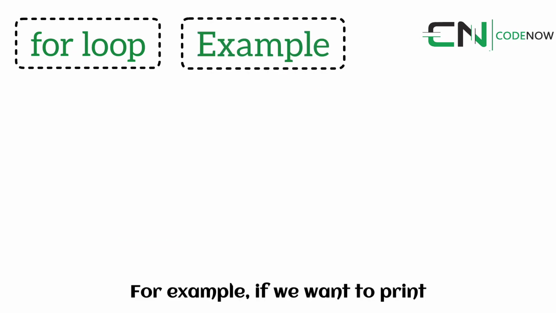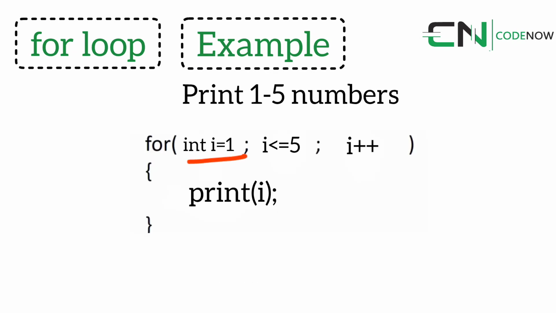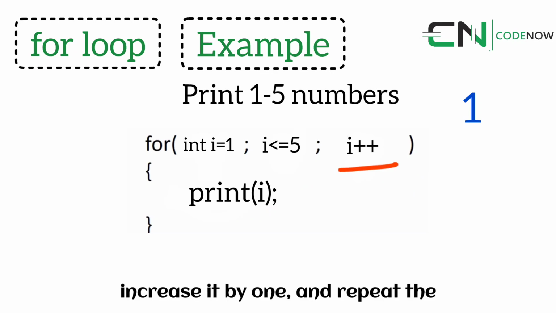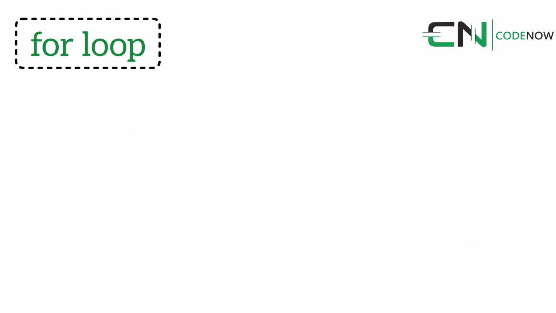For example, if we want to print numbers from 1 to 5, we start with a value of 1. Check whether it is less than or equal to 5. Print the value, increase it by 1, and repeat the process until the condition becomes false.